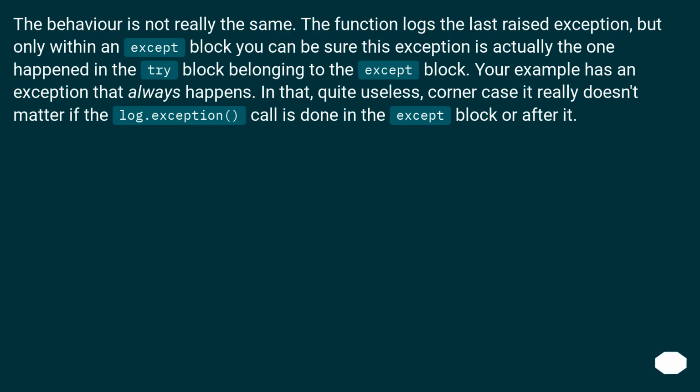The behavior is not really the same. The function logs the last raised exception, but only within an except block you can be sure this exception is actually the one that happened in the try block belonging to the except block. Your example has an exception that always happens. In that, quite useless, corner case it really doesn't matter if the log.exception call is done in the except block or after it.